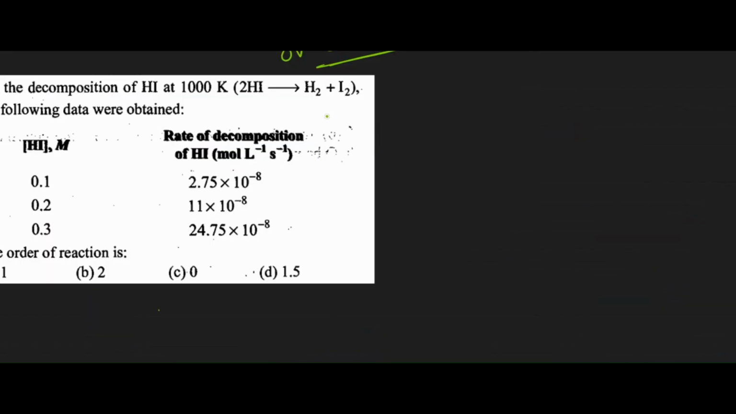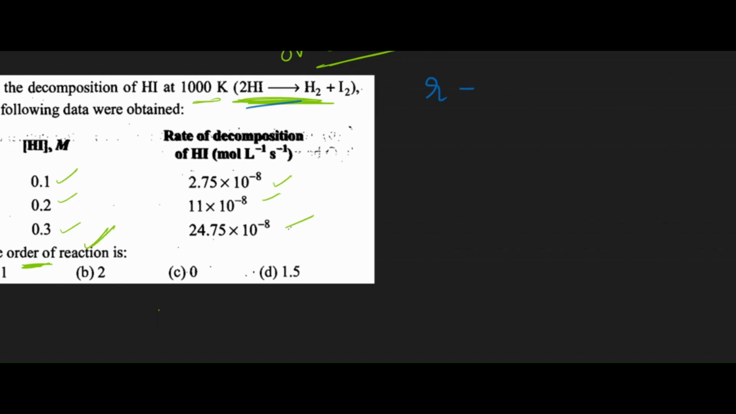Now here, the same model, another numerical we are going to solve. For the reaction 2HI giving rise to hydrogen and iodine, the decomposition reaction of hydrogen iodide at 1000 kelvin, whatever concentration of hydrogen iodide they have taken, with respect to that they have got some rate of reaction. Clear? Based on that data we have to calculate the order of the reaction. Clear? Now let's check based on the data for this decomposition reaction.